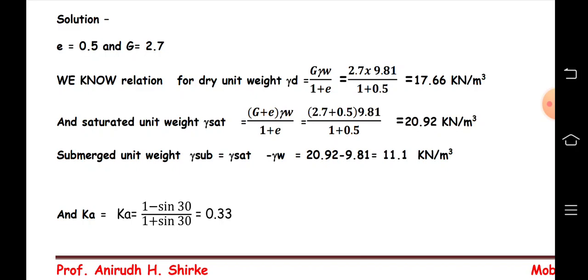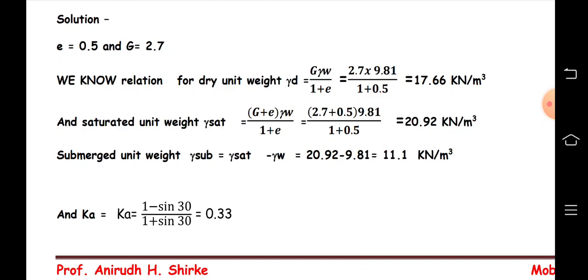Similarly, calculate the submerged unit weight, that is gamma submerged equal to gamma saturated minus gamma W, that is 20.9 minus 9.81, the saturated unit weight minus the unit weight of the water. So our value of submerged unit weight is 11.1.